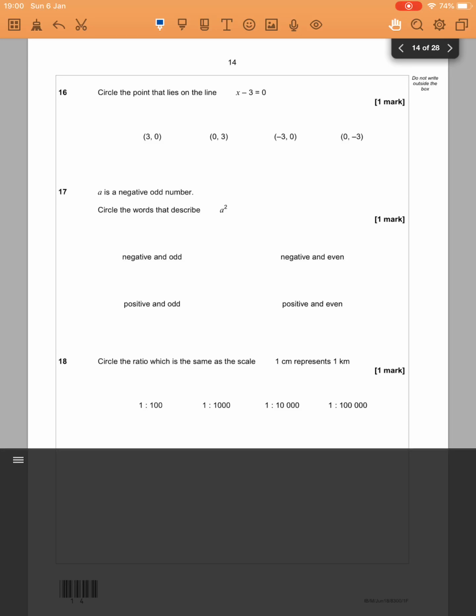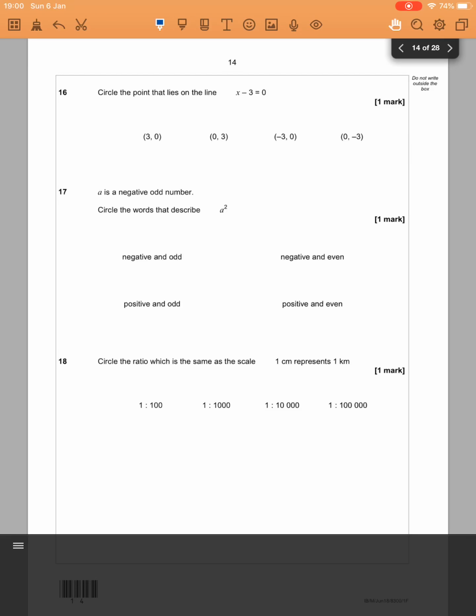Question 16. Circle the point that lies on this line, x minus 3 equals 0. So we're looking for an x coordinate of 3, because 3 take away 3 will be 0. So then you can have a look at your coordinates, think about which one's the x coordinate, which one's the y coordinate, and circle the correct answer.